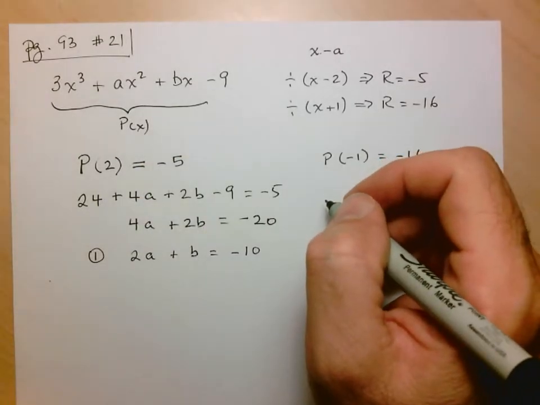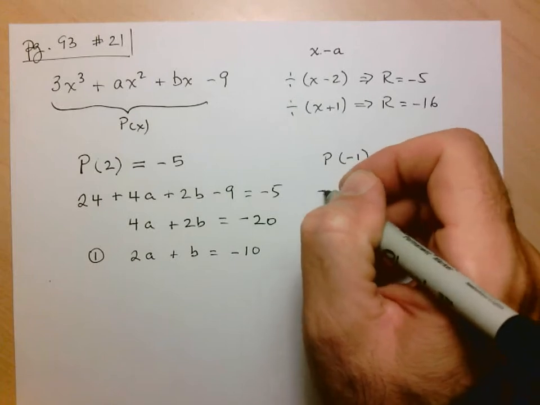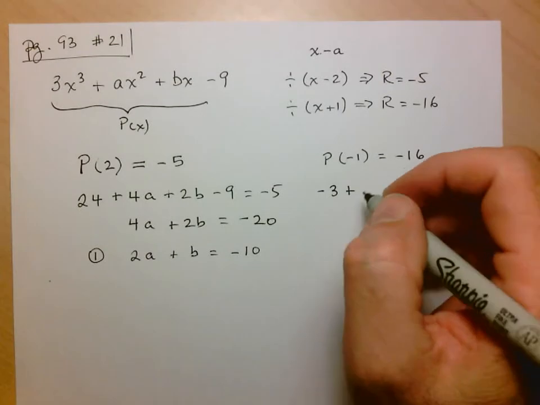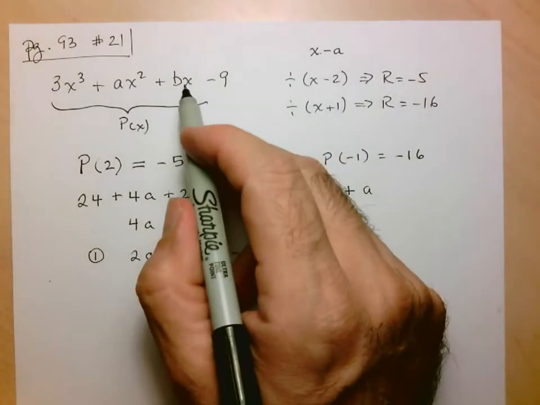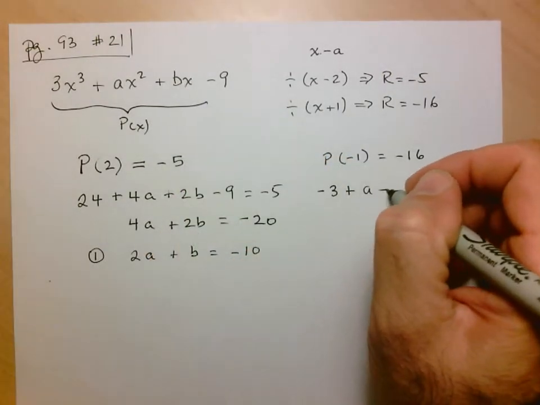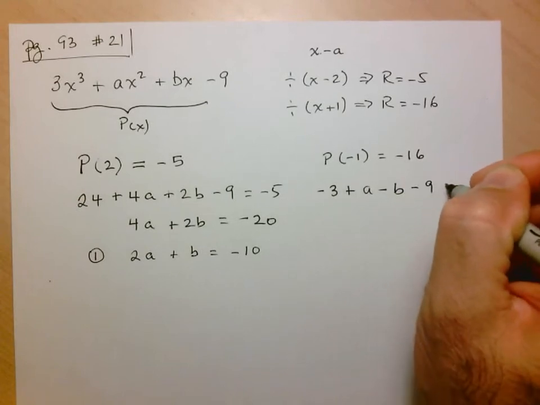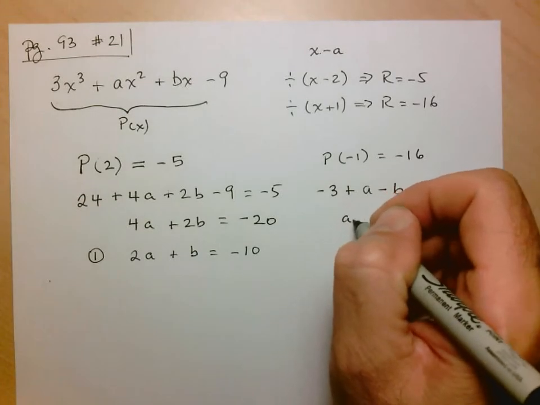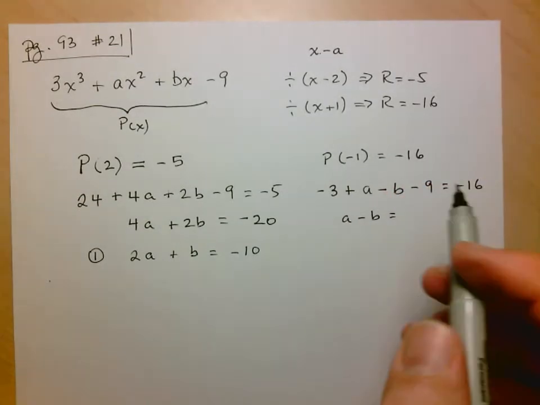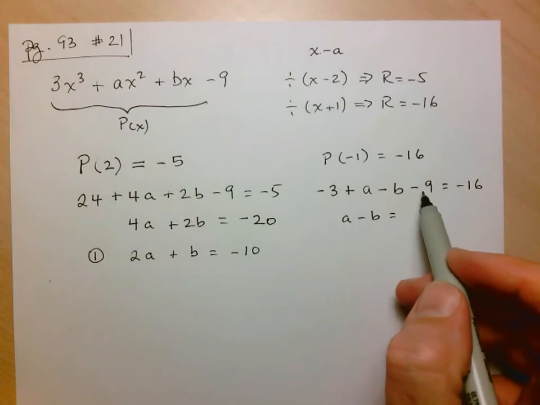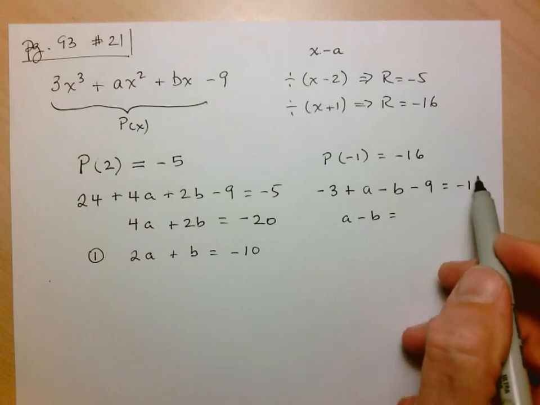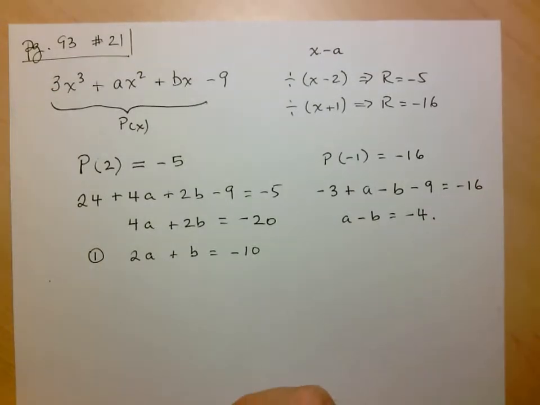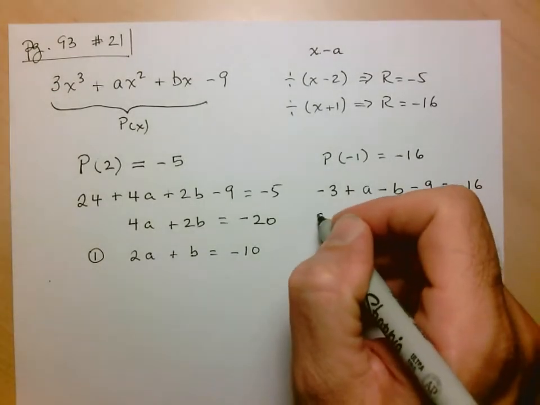So negative 1 cubed is still negative 1, so we end up with negative 3, plus negative 1 squared becomes positive, so plus a. Here x is negative, so we're going to have minus b, minus 9 is equal to negative 16. If we clean this up a little, we have a minus b, and then negative 3 minus 9 is negative 12. So we add 12 to the other side, and we're left with negative 4. This will be my equation 2.